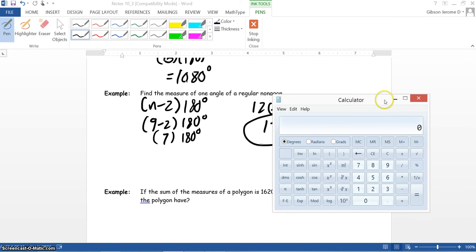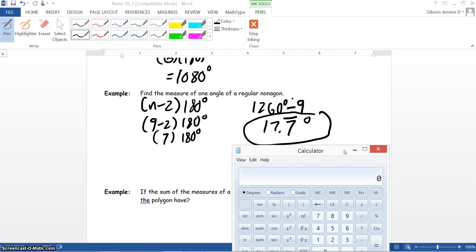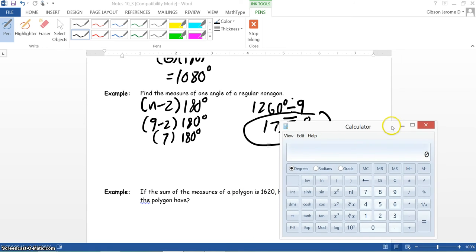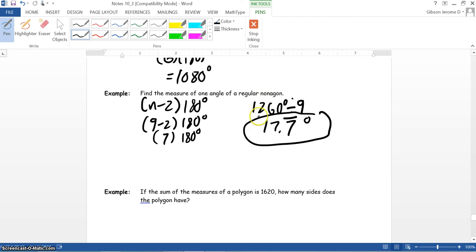Okay, class, I had to go back here a little bit. As you see, we have 17 point repeating 7s. That's incorrect. I looked at the video again and noticed that I did not type in 1,260. I believe I just typed in 160 in error. So I would type that in now, 1,260. And I need to divide that by 9. And that will give 140. So our answer here should be 140 degrees. That's the answer to one of the angles in this example.